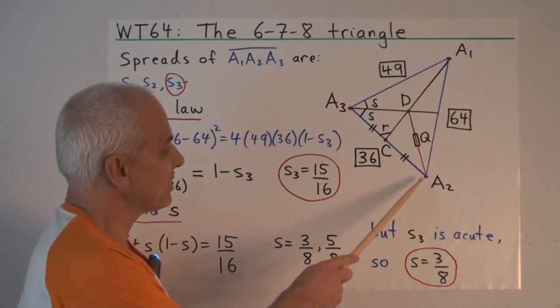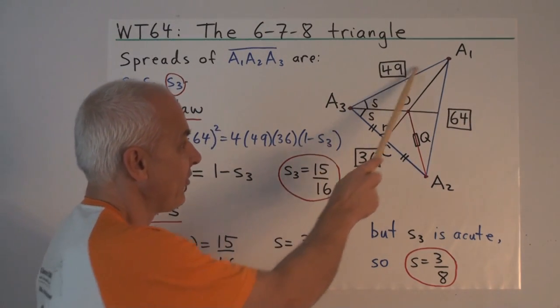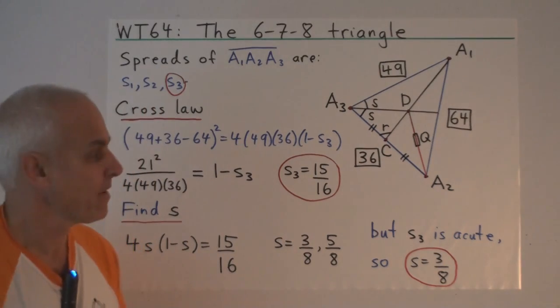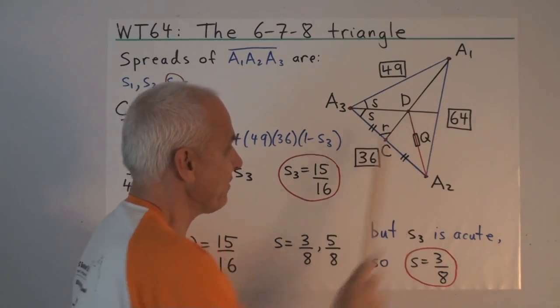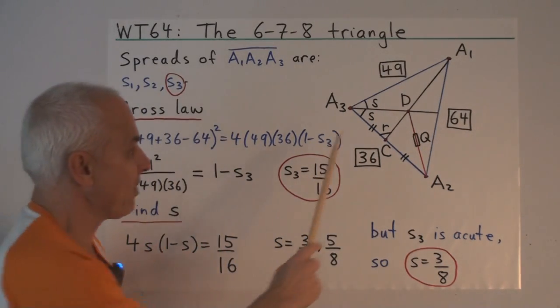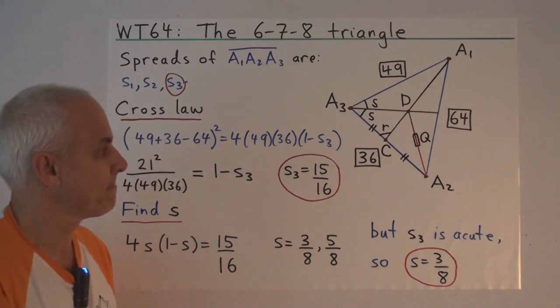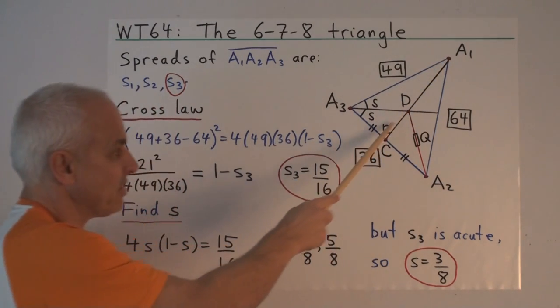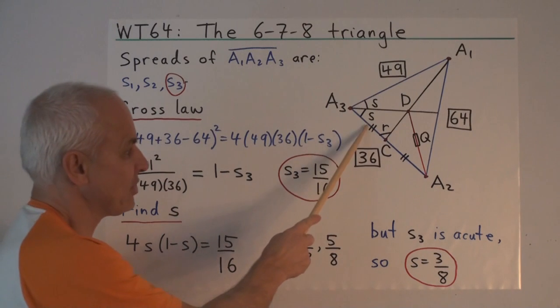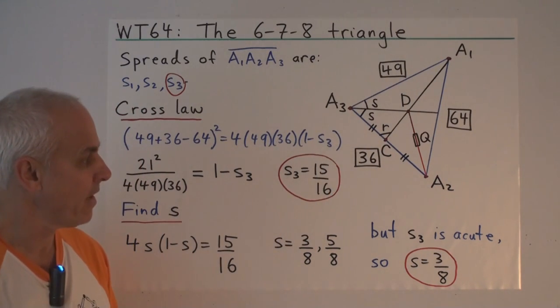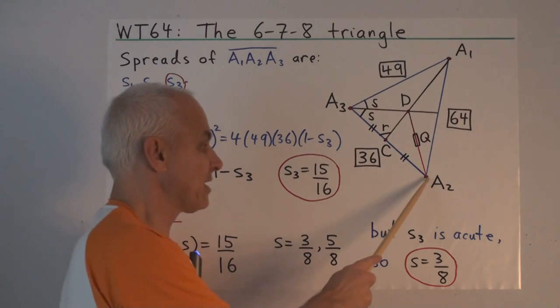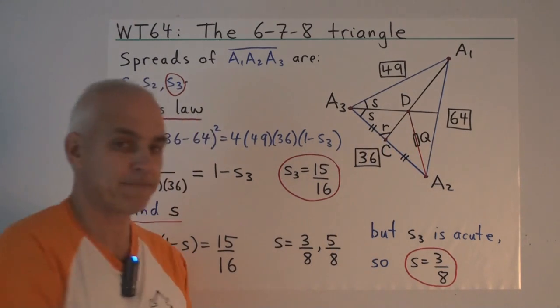So we have a triangle whose side lengths are 6, 7, and 8. We're given this line here, which is a vertex bisector, or angle bisector if you like. And we're given this line here, which is a median, so that these two lengths are the same. And what we have to figure out is the distance between this point and this point.